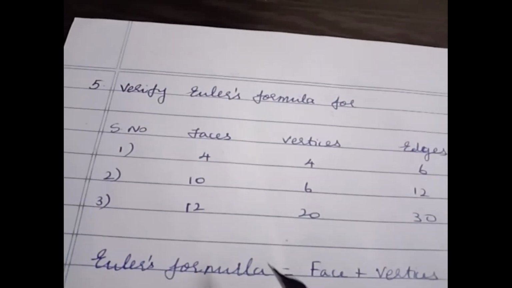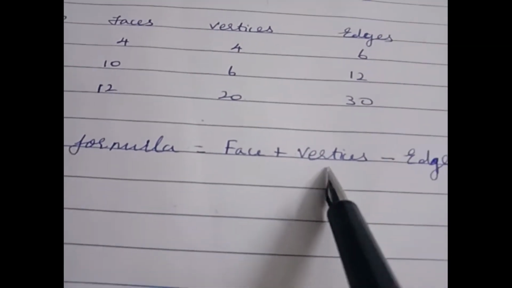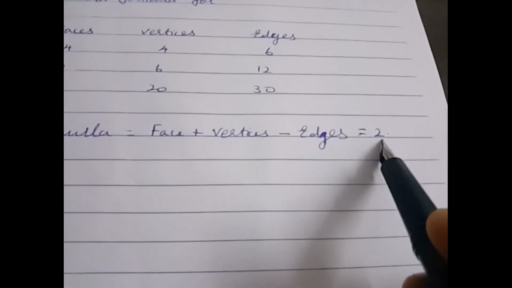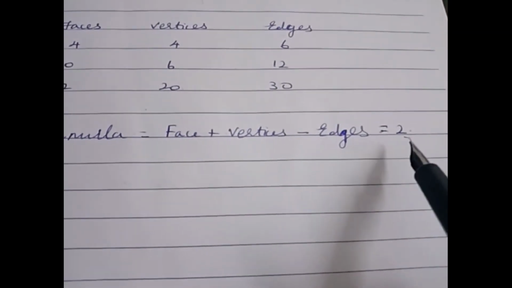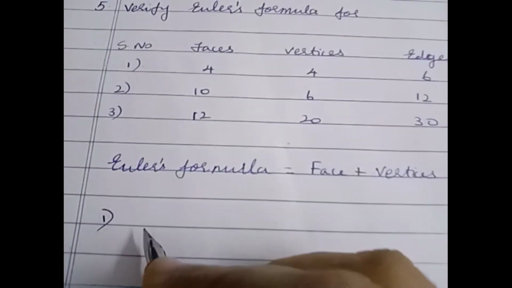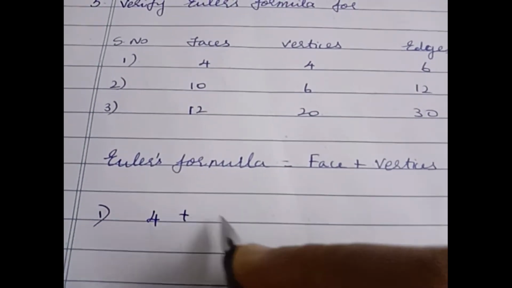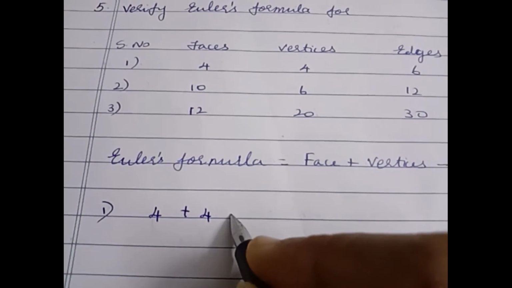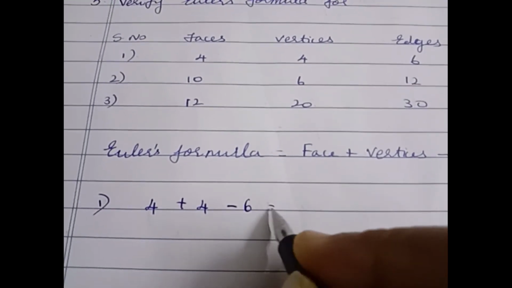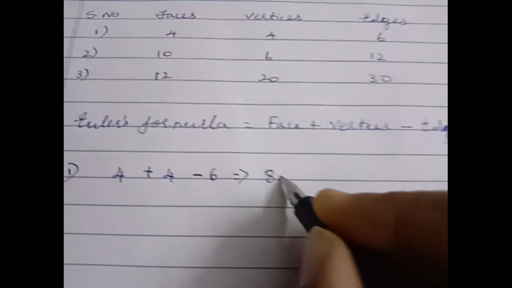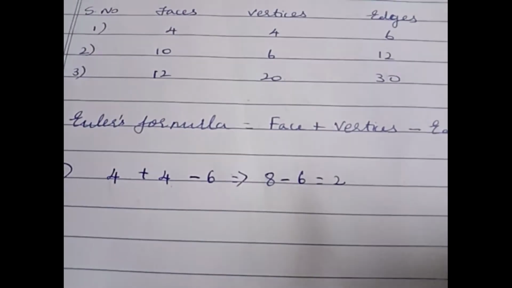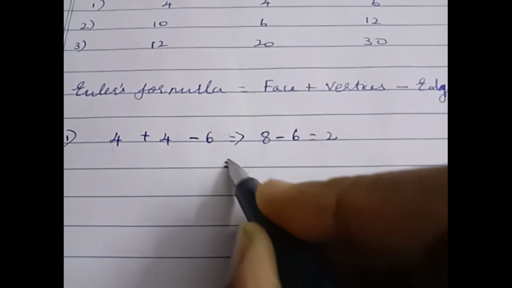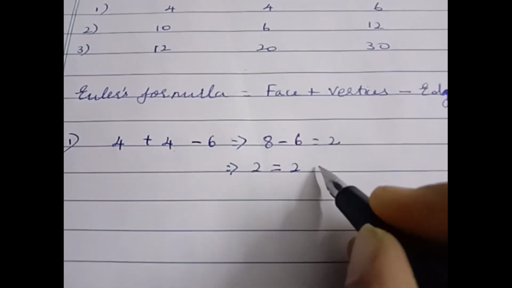Your last question, verify Euler formula for the table given below. Euler formula is equal to faces plus vertices minus edges. You have to get 2. If you didn't get 2, you can say it is not verified. Your first question, faces they given 4 plus vertices is 4, edges is 6 minus 6, which is equal to 4 plus 4 is 8, 8 minus 6 is equal to 2. So you get 2. Therefore 2 is equal to 2. Verified.